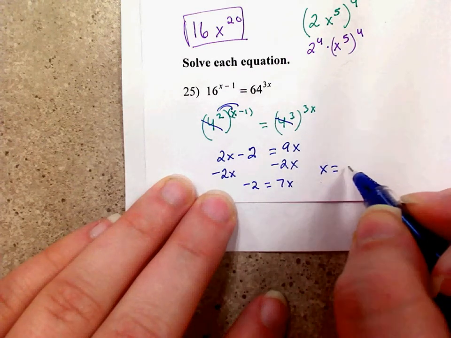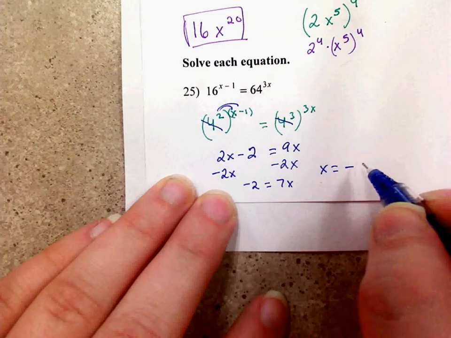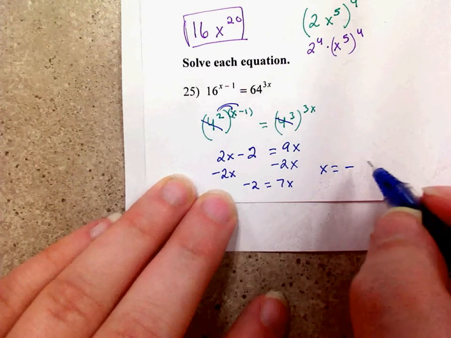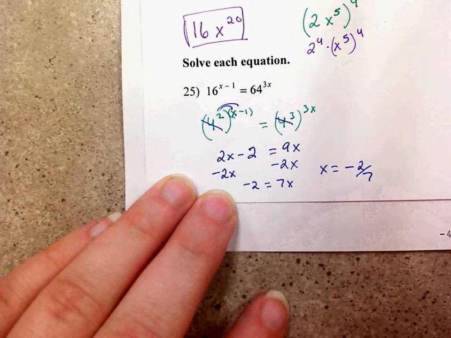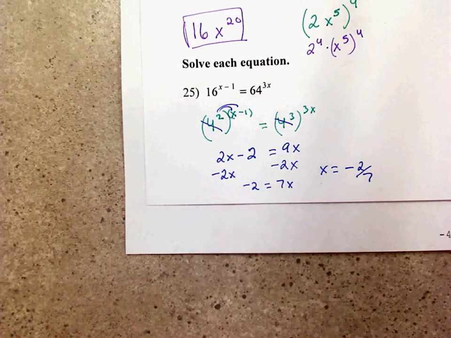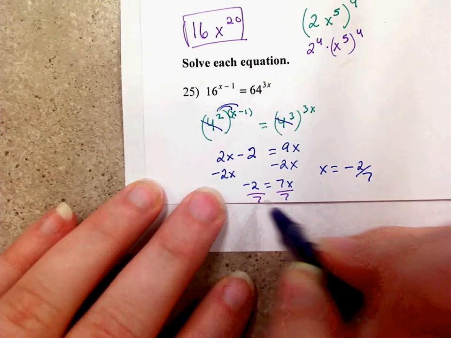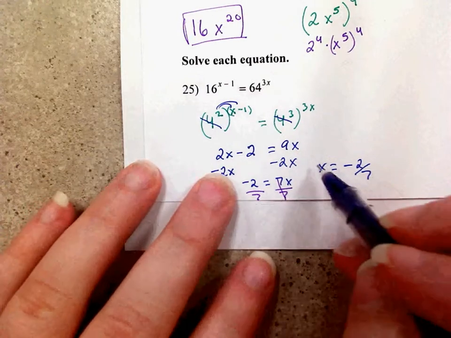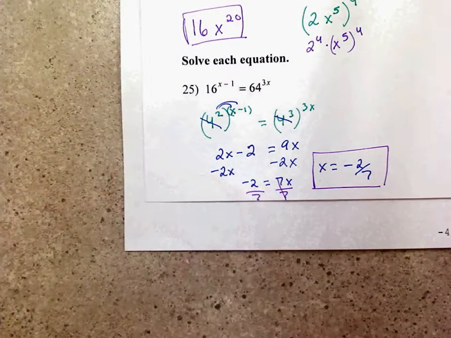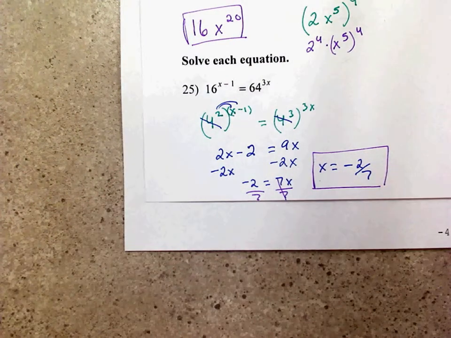No. Negative 2 over 7. Divide both sides by 7. Can you have a negative answer when you have exponents? It's fine. Yeah, that's fine. The only time a negative answer is a problem is if you plug it into a logarithm and you still have a log of a negative number.